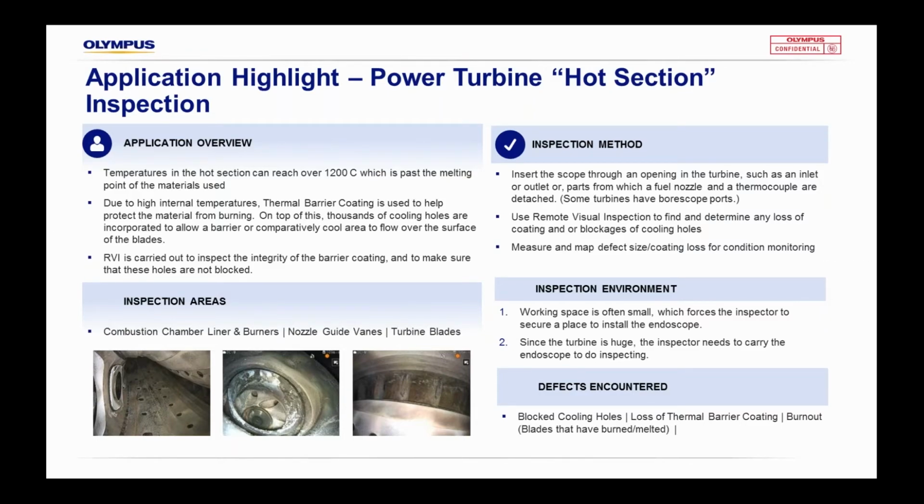The working environment is often small, which forces an inspector to try and secure a place to install the endoscope, and you're not always working in a perfect environment. And you generally have to move around carrying the scope with you to different locations. Like I mentioned, the most common defects that we're going to be looking for are things like blocked cooling holes, loss of thermal barrier coating, and things like burnout, so blades or nozzle guide vanes where these holes have either been blocked or opened up completely and have started to burn through. So these are some of the basic understanding of the application itself.